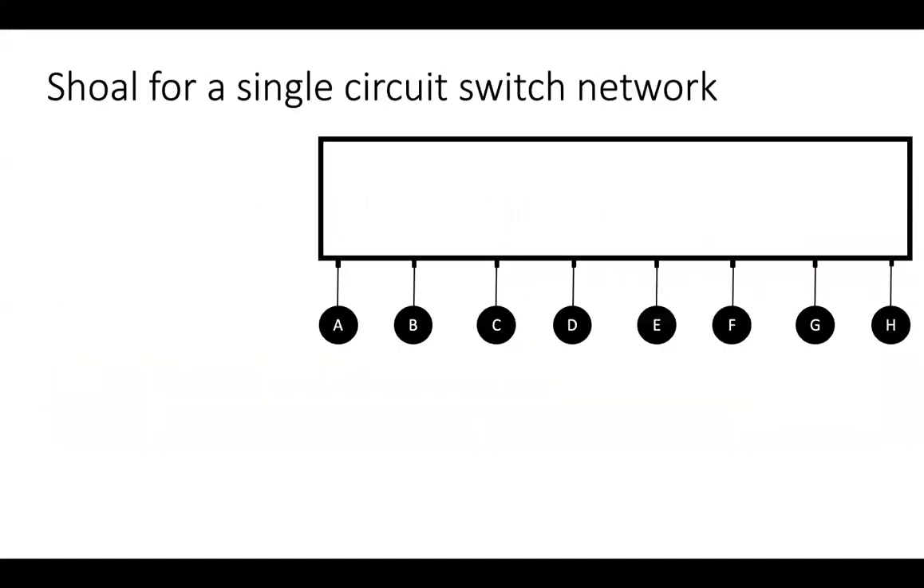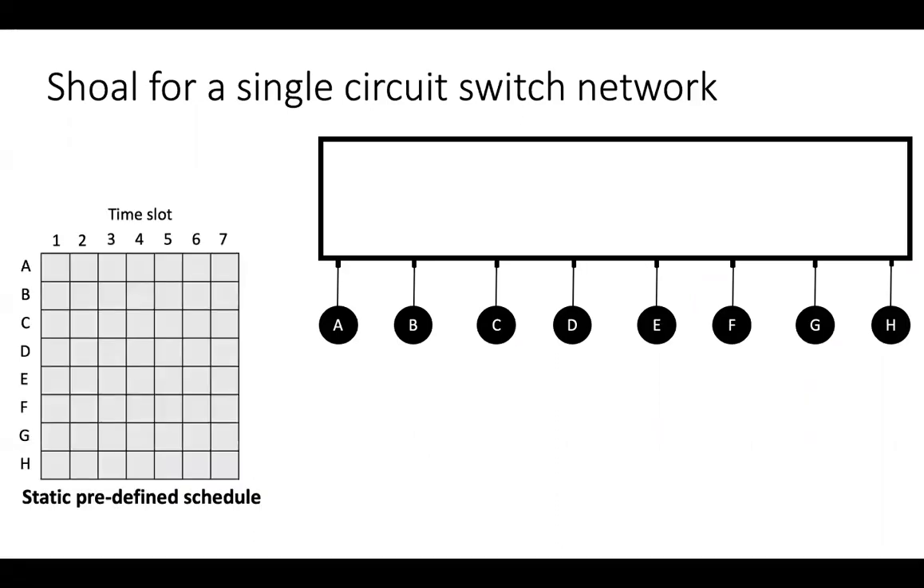For simplicity, for now, we will assume that all nodes in the network are connected using a single circuit switch. The key idea behind the algorithm is to use a static predefined schedule to set up the circuits. This schedule has n-1 time slots, where n is the number of nodes in the network, and we call these n-1 time slots an epoch.